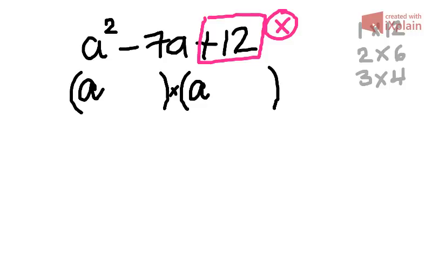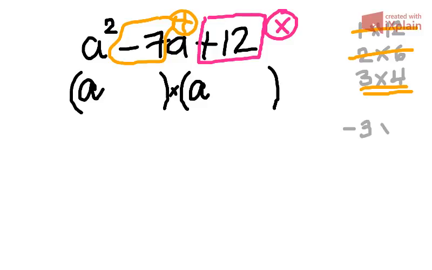Then what we're going to do is check the middle number here, because it's in front of a or in front of x. That number is going to give us the sum of this pair that we are after. So let's check if any of them is going to give us negative 7 if we add them. 1 plus 12, 13, that's out. 2 plus 6, 8, that's out. 3 plus 4, 7. Well, that is out, but it's very close. So maybe what we have to do is allow for negatives.